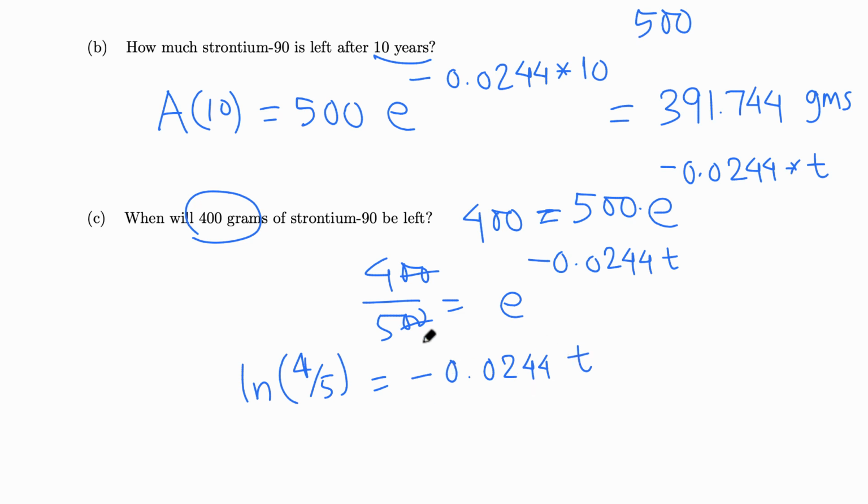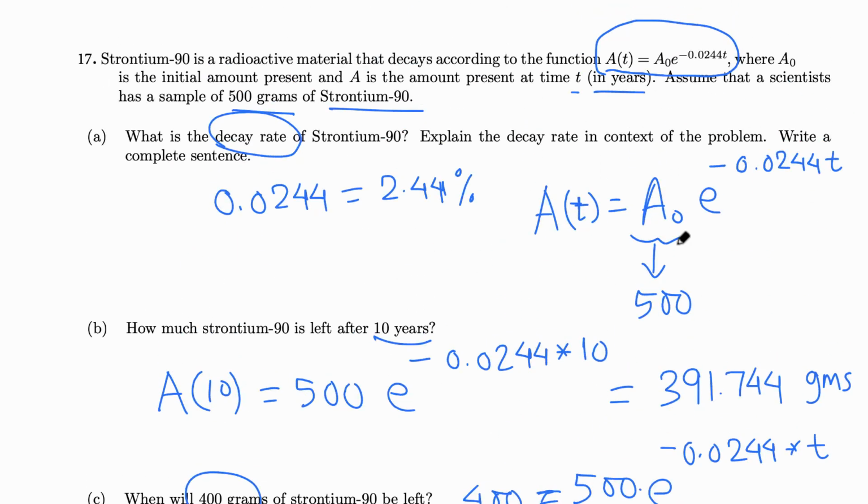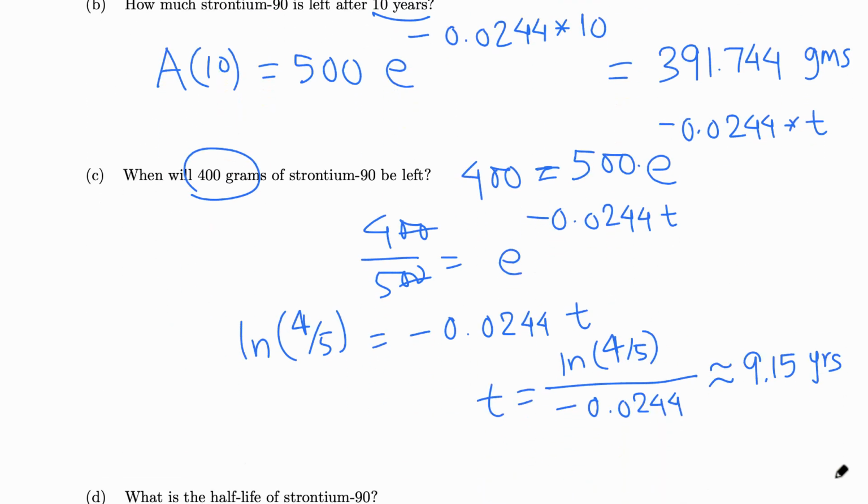Now we divide by this negative number to isolate t. So t equals ln of 4 over 5, which is in fact a negative decimal number, divided by negative 0.0244. You don't need to know whether this is negative or positive, but 4 over 5 is less than 1, and the natural log of a positive number less than 1 is a negative number. Now just punch it in your calculator and you're going to get 9.15 years. Everything is done in terms of years, so that's years.